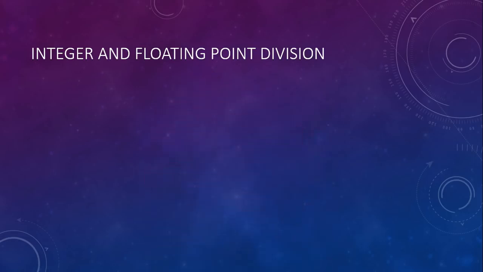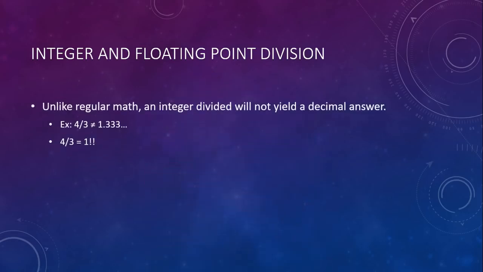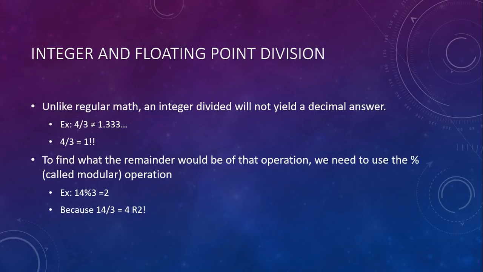Real quick, I want to talk about integer and floating point division. Unlike regular math, an integer divided by an integer will not yield the decimal. So if I do 4 divided by 3, I'm not going to get 1.3 repeating like we would normally get. We would expect it to be 4/3, but it's not. If I have 4 divided by 3, and these are both ints, so let's say int a equals 4 and int b equals 3, and I do a divided by b, I get 1. I don't get 1.3 repeating. This has to do with how integers work. Remember, integers are just whole numbers, so it doesn't bother to try and calculate the decimal.